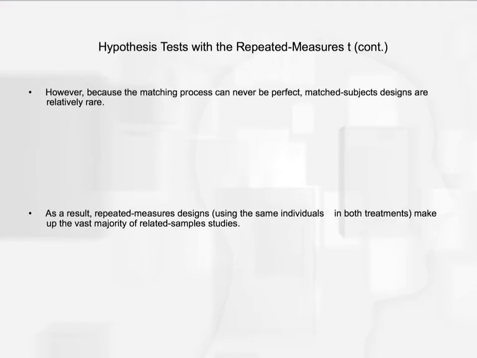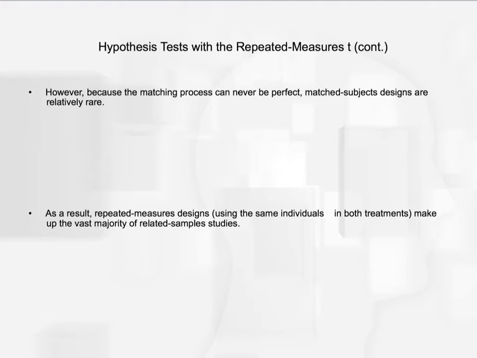But matched designs are hard to use. They're hard to develop. It's often hard to find a matched subject. In this chapter, we'll primarily be using repeated measures designs, where we take the same group of individuals who are in both treatments, we measure them, and look for differences in the pairs of scores for the same people, not pairs of scores for related people.